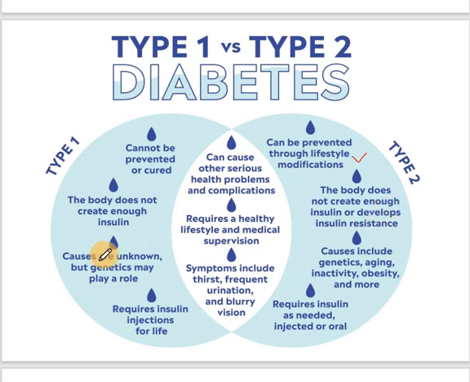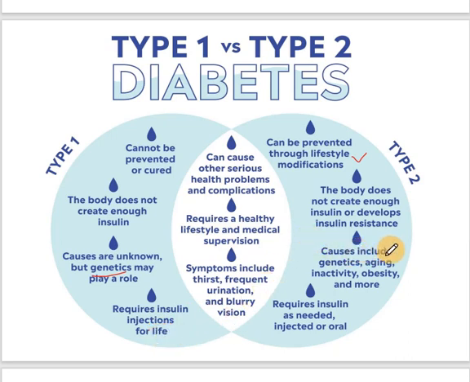Here the causes are basically unknown and they may be genetic. So it is an autoimmune disease where the body itself tries to kill the beta pancreatic cells. So the causes may be genetic because it is unknown. This one requires insulin injections for life for type 1 diabetes.